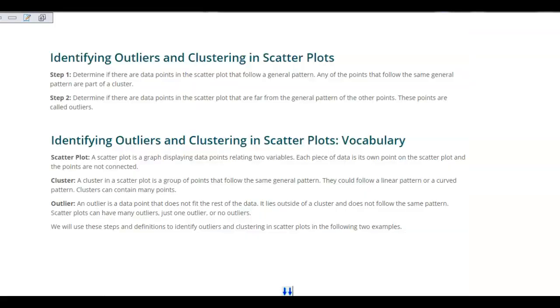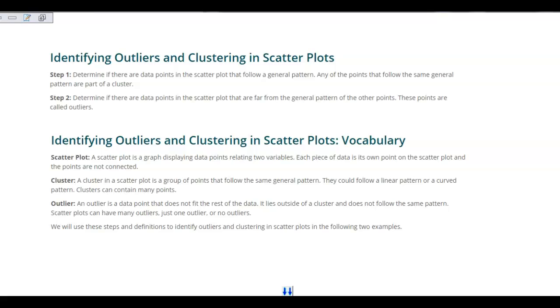Okay, let's see. When we're identifying outliers and clustering in scatter plots, the first thing we want to do is determine if there are data points in the scatter plot that follow a general pattern. Any of the points that follow this same general pattern are part of a cluster. The second thing we do is determine if there are data points in the scatter plot that are far from the general pattern, and these are called the outliers.